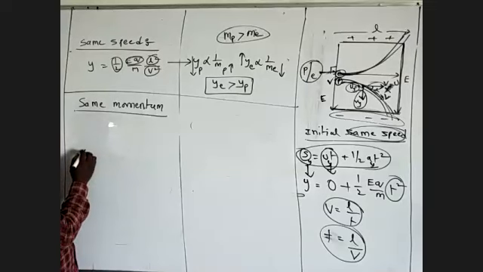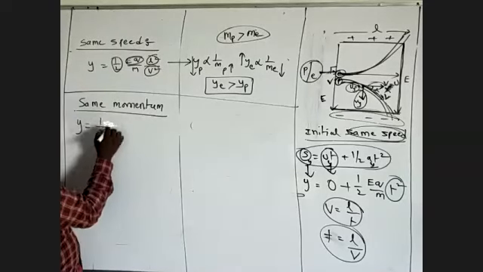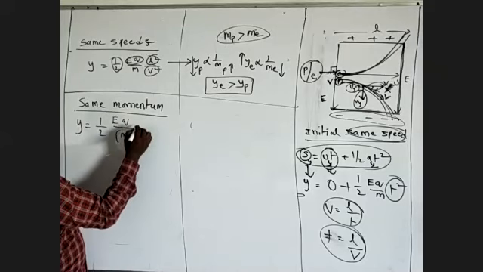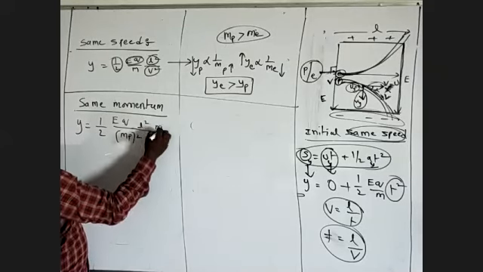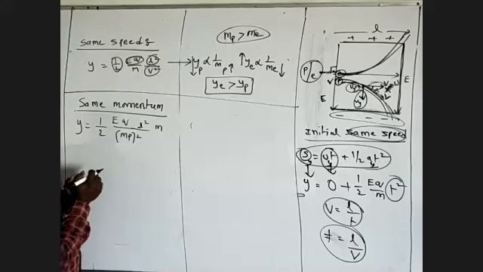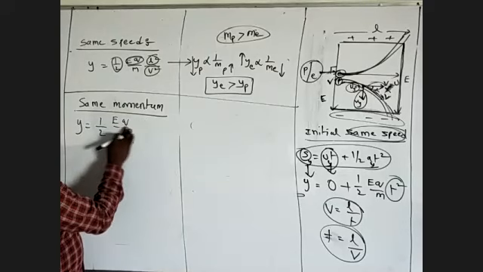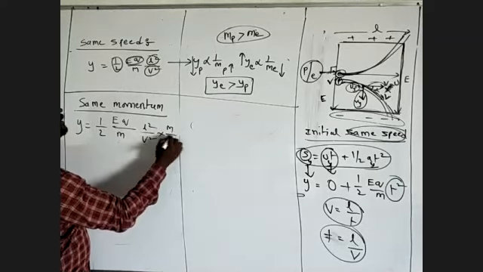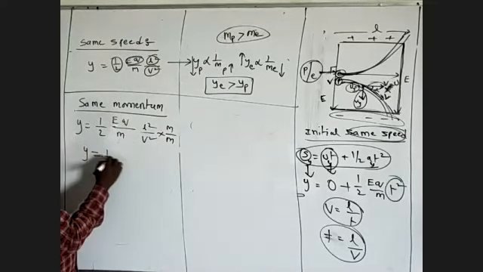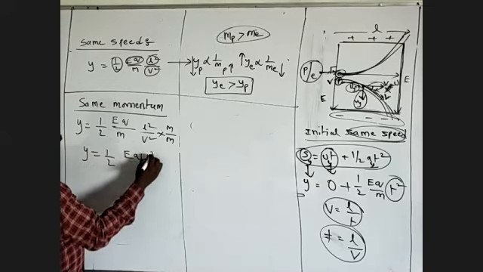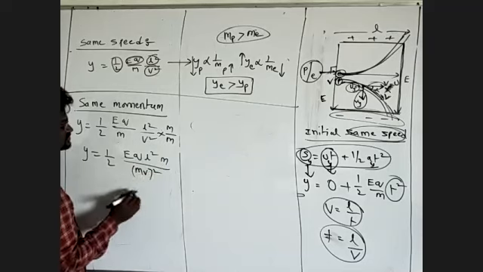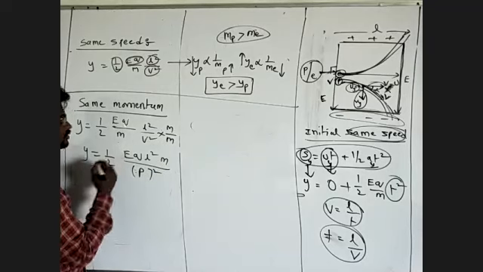Same momentum means initially y is equal to half eE by m into p whole square, l square by m. Now how can you get to this? I'm showing once again. This is m l square v square by m. I'm dividing, so y is equal to 1 by 2 eE l square by m into m square v square over m square. This is the momentum, so you can write this is directly momentum square.